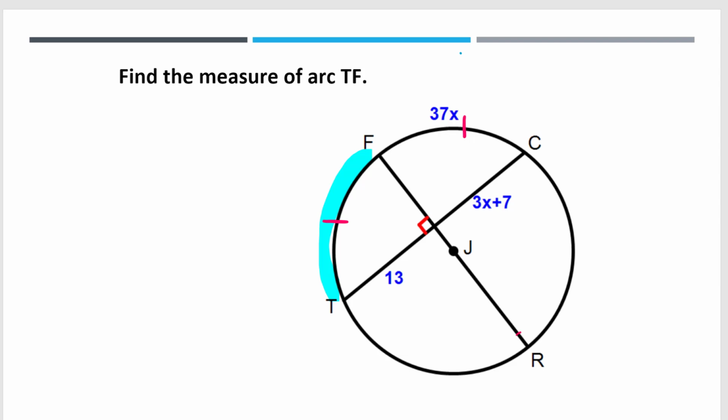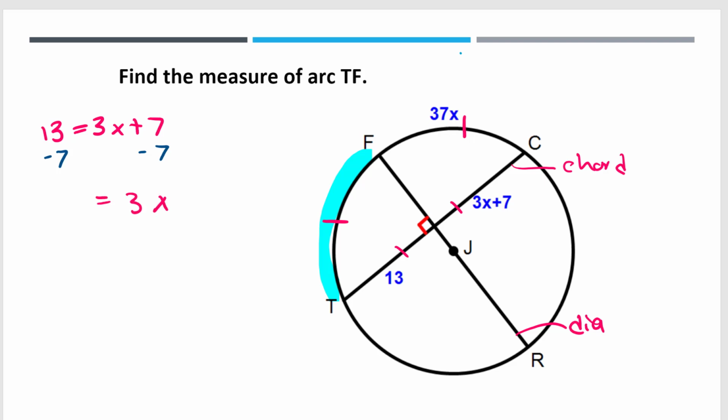We have a diameter that is bisecting a chord, and so therefore we have the two segments of the chord that are congruent. So we'll start with setting 13 equal to 3x plus 7. We'll subtract 7 from both sides. So we get 3x is equal to 6 and x is equal to 2.